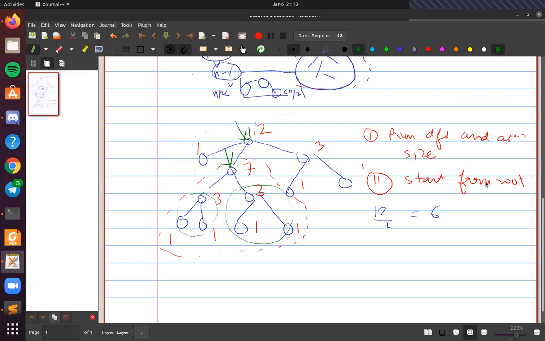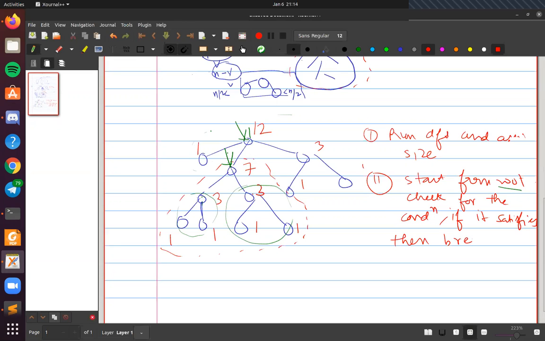So we end here. So start from root. Check for the condition. If it satisfies, then break. Otherwise, move to the largest node, the heaviest node. Okay, so this is the algorithm for finding the centroid of the tree.